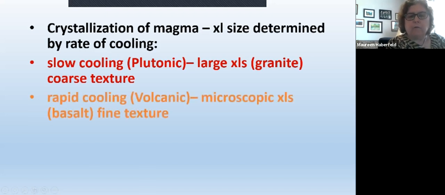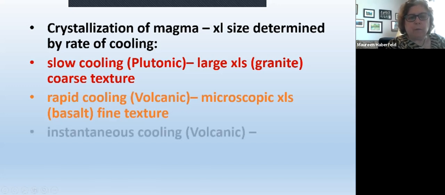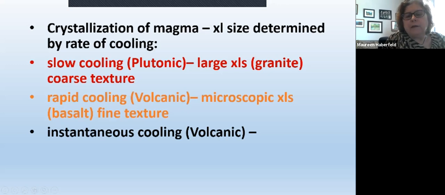Volcanic igneous rocks that form at the Earth's surface form by rapid cooling. So the lava cools quickly, and the crystals don't have time to grow large. So instead you get microscopic crystals. An example of that type of rock would be basalt, which has a very fine texture. You can't see the individual minerals. It looks pretty uniform.